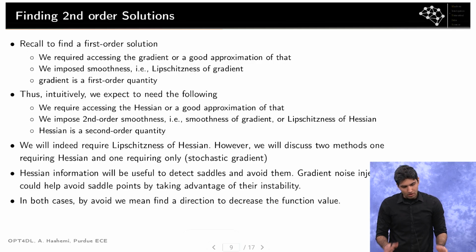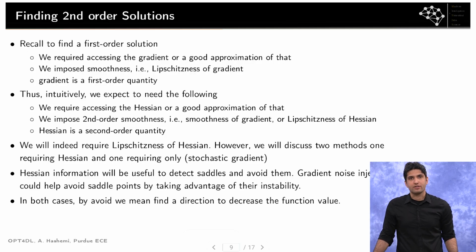All right. So how can we calculate the second order solutions? How can we find them? In particular, what kind of algorithms do we need? To answer this question, let's first go back and look at what we needed when we talked about first order solutions. We required accessing the gradient, for instance in the case of gradient descent, or a good approximation of the gradient, for instance in the case of stochastic gradient descent. So that's what we needed.